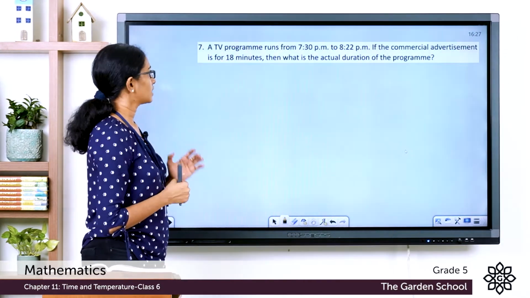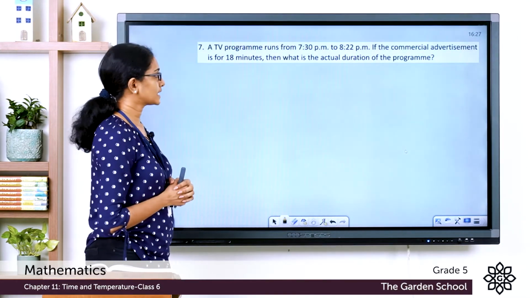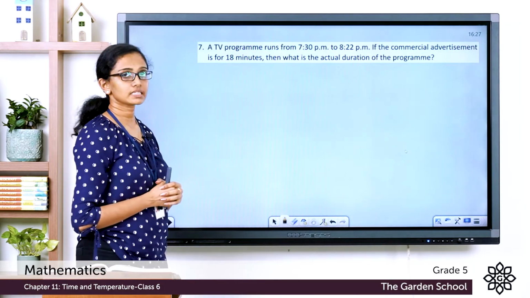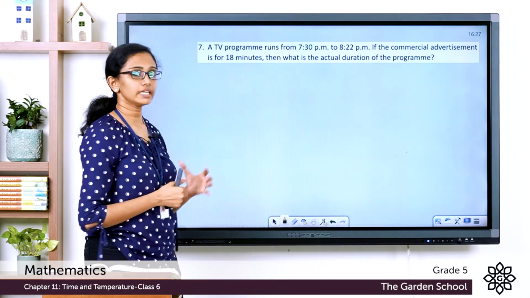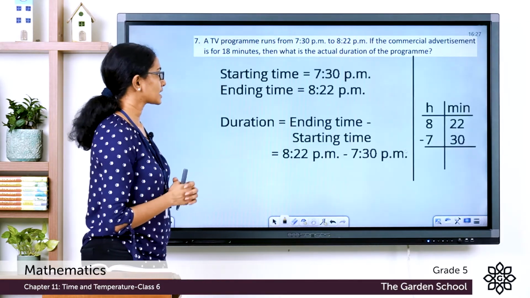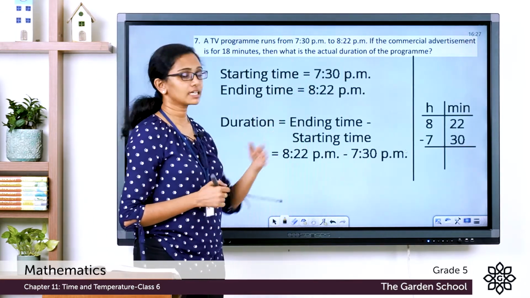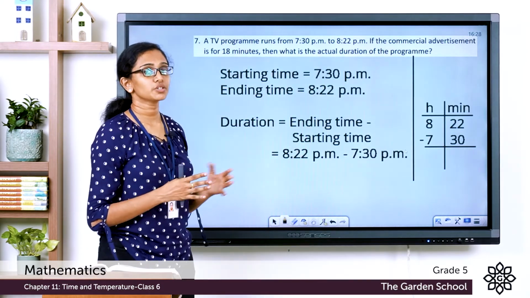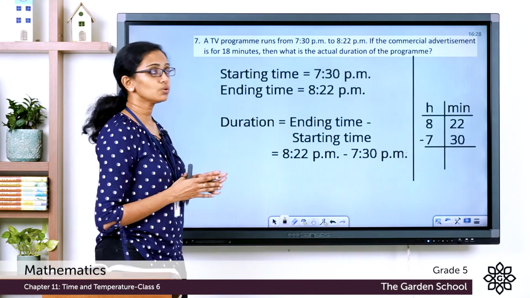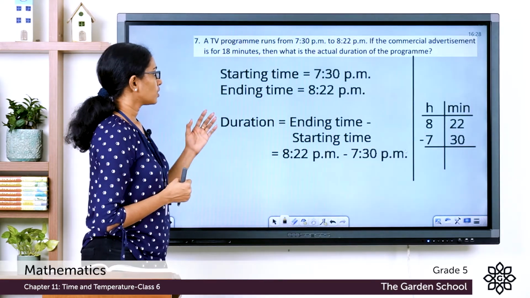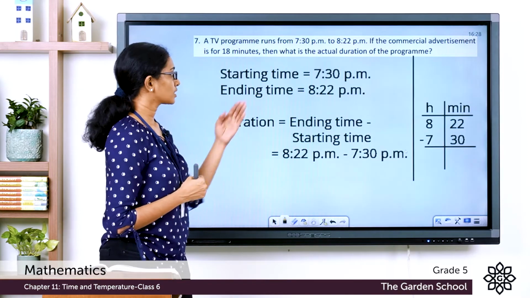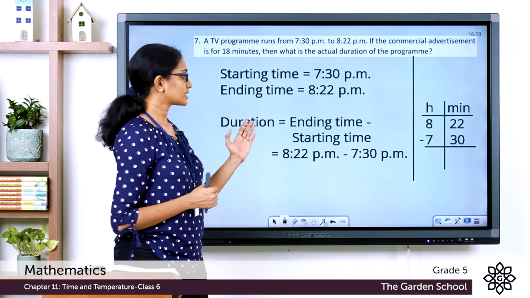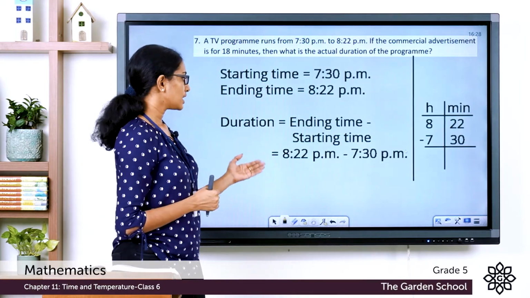Now the next question. A TV program runs from 7:30 p.m. to 8:22 p.m. If the commercial advertisement is for 18 minutes, then what is the actual duration of the program? So let's see the steps. The starting time of the program is 7:30 p.m. whereas the ending time is 8:22 p.m. And there will be commercial advertisements in between, which account to a total of 18 minutes. So the duration of the program from 7:30 p.m. to 8:22 p.m., how do we find it out? We have to subtract the starting time from the ending time. That is 8:22 p.m.